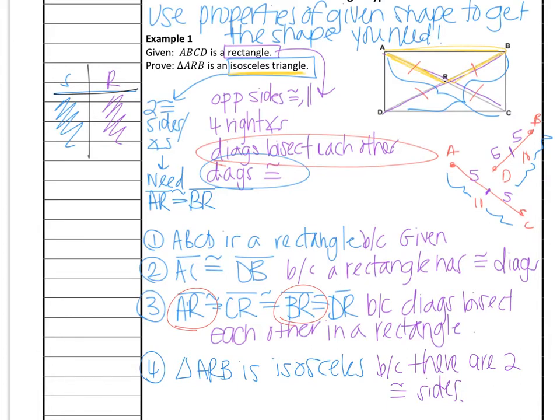Okay, so this is our first proof using the properties of a rectangle to prove that we have an isosceles triangle. On the next page, we're going to use properties of other quadrilaterals to prove isosceles and right triangles. So the proof is a little bit longer, but it's not hard or more difficult. All right, so flip it over.